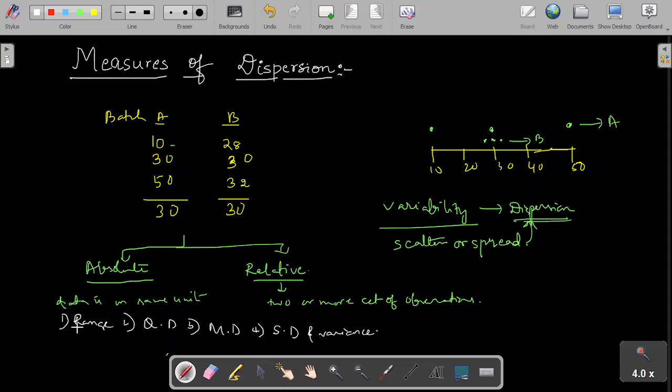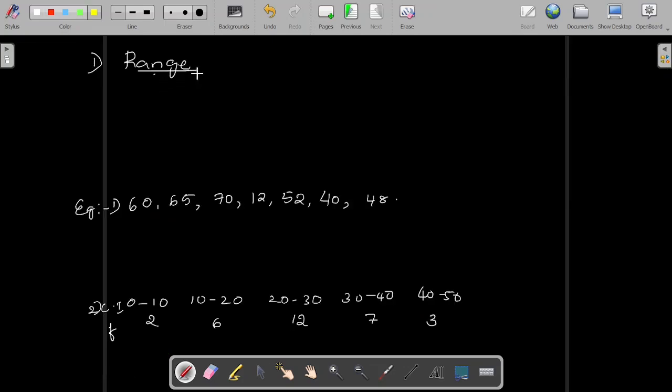Let us see these measures one by one. The first measure of dispersion is range. It is the simplest measure of dispersion. As per the definition, range is the difference between the maximum value and minimum value of the given variable in the distribution. You have to first find the maximum and minimum in the given distribution, then find the difference between the maximum value and minimum value.